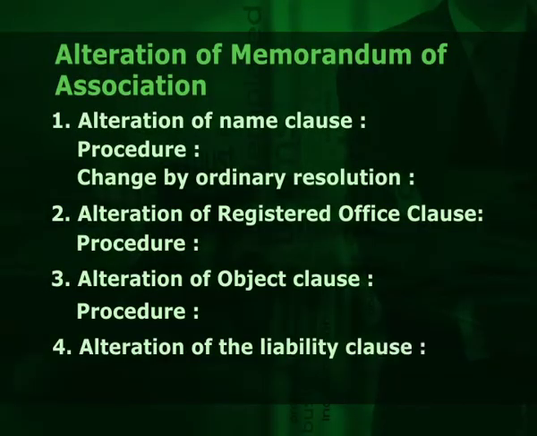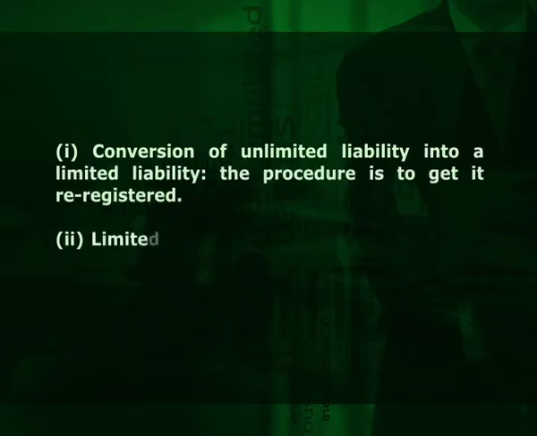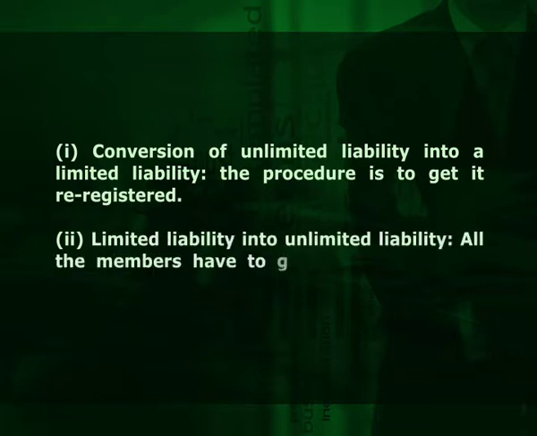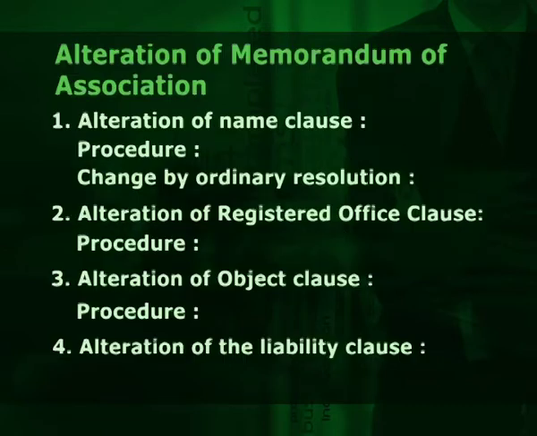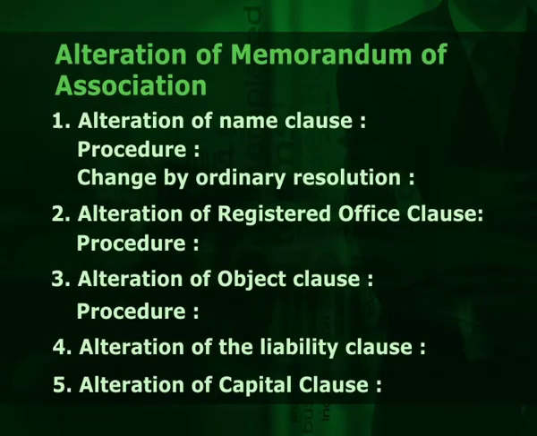Next, the alteration of the liability clause. In the normal way, a liability clause cannot be altered to make the liability unlimited, but still alterations are done in the liability clause. First, conversion of unlimited liability into limited liability. The procedure is to get it re-registered. Second, limited liability into unlimited liability. All the members have to give consent and the consent should be in writing.